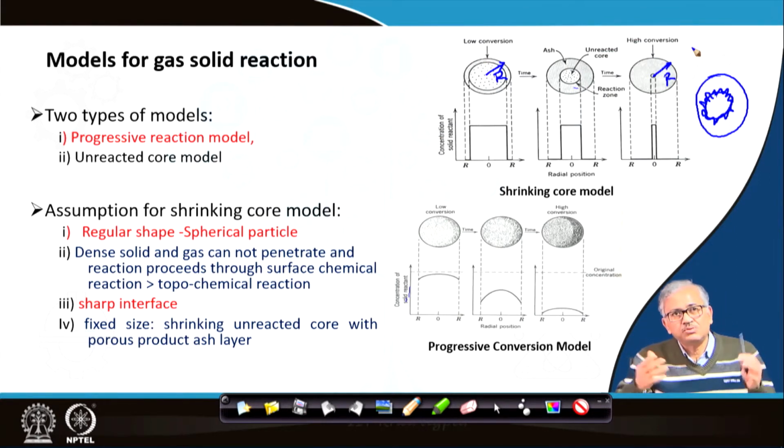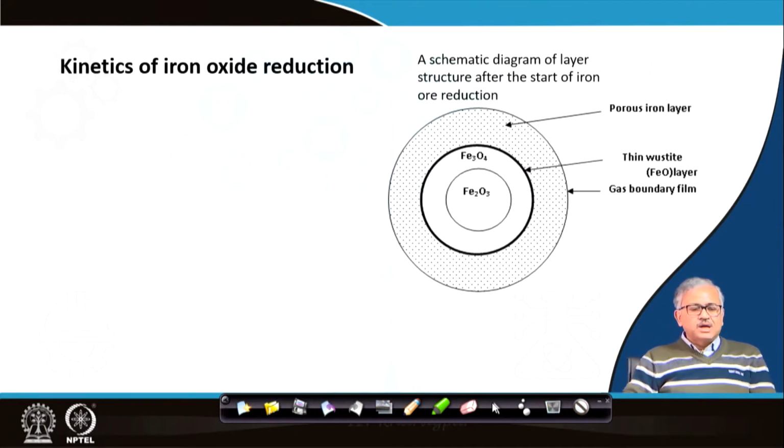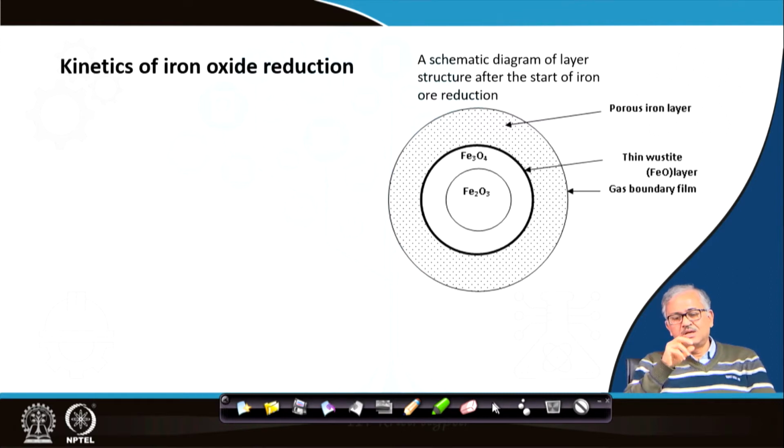Based on these assumptions we can develop the model. So, kinetics of iron oxide reduction. Now let us see, when we understand that thing, the shrinking core model, what is that? In the same line, if we think that a Fe2O3 hematite spherical particle is being reduced, then what will be the situation after some time?